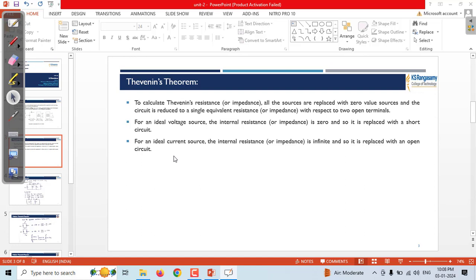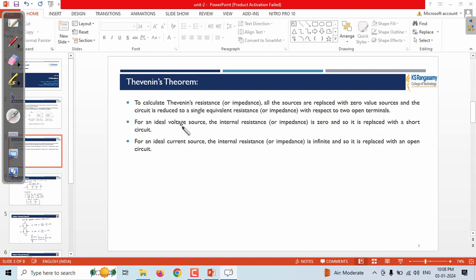So how do we calculate the Thevenin resistance? In order to calculate it, all the sources are replaced with zero-value sources and the circuit is reduced to a single equivalent resistance. So we have to make all the voltage sources zero, and the circuit is reduced to a single equivalent resistance with respect to the two open terminals.